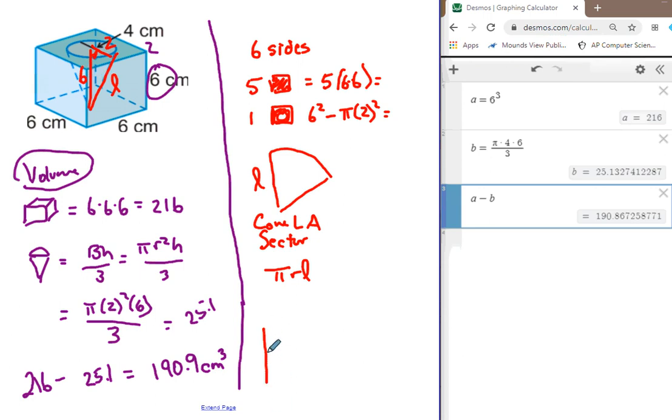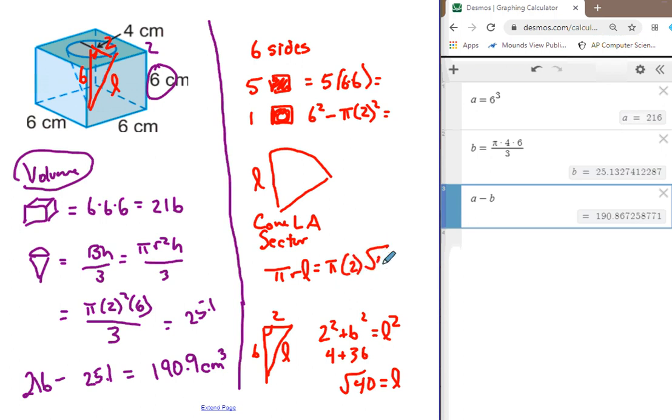So I'm going to come down here and just transfer that over. Here's my slant height, L, with 2 and 6. So I've got 2 squared plus 6 squared equals L squared. And so 4 plus 36, that's 40. So the square root of 40 is going to be my L. So I can come back up here and say, okay, pi, and then r, the radius 2 that I had all along, times the square root of 40.